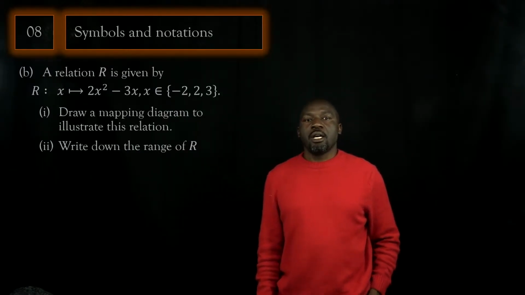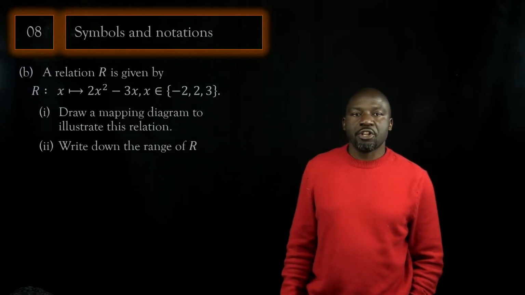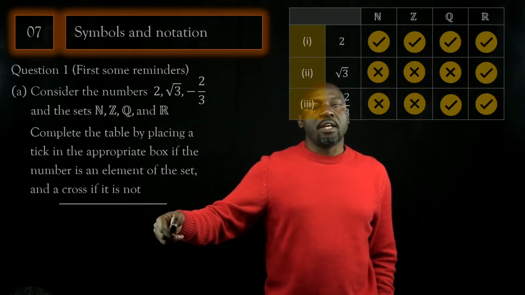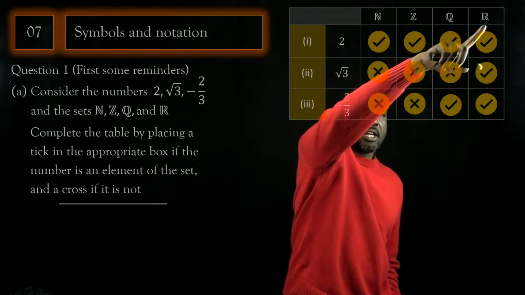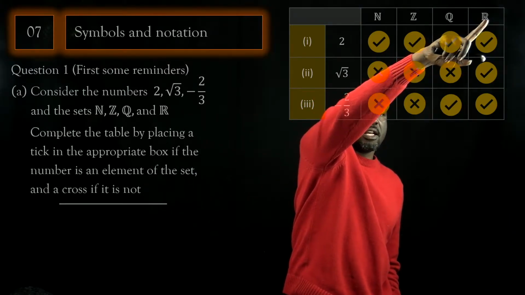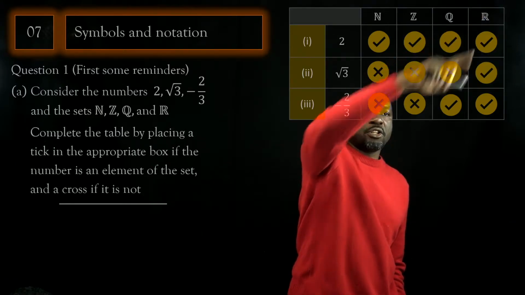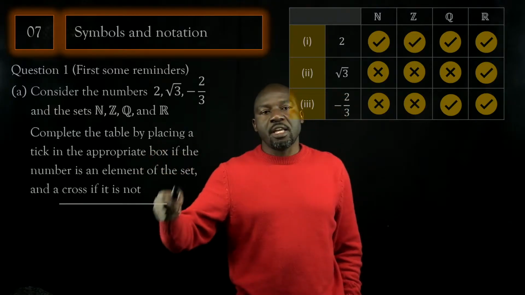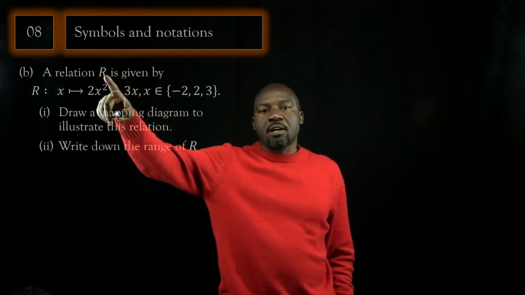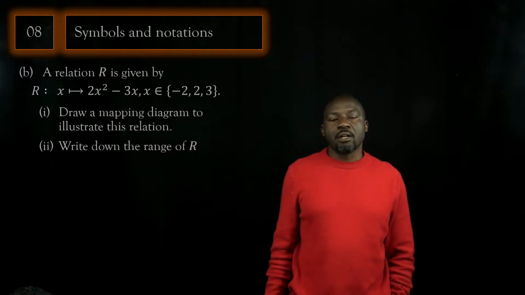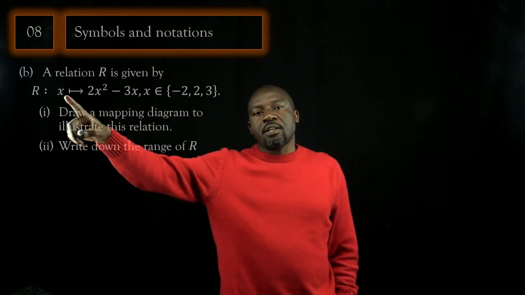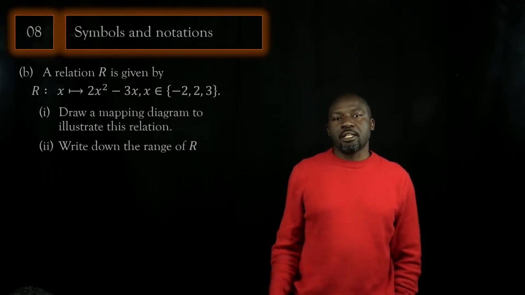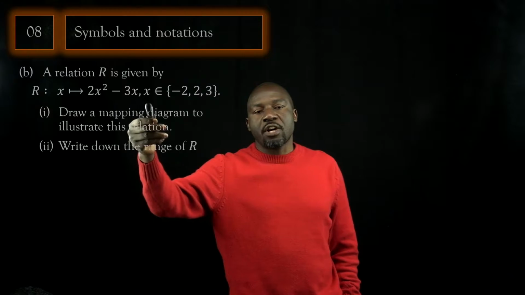Part B says a relation R is given by, notice that this capital R is different from the set symbol R. We are not saying the same thing here. This is a set symbol for the special set of numbers called real numbers. The R we are using here is a relation. So a relation is such that x maps onto 2x squared minus 3x. That is a relation notation right there.